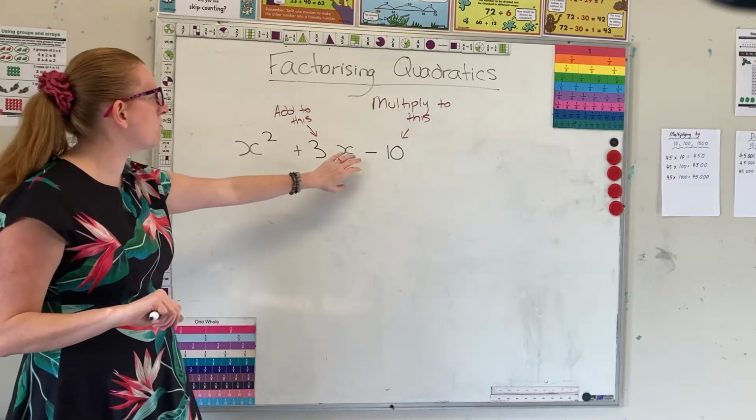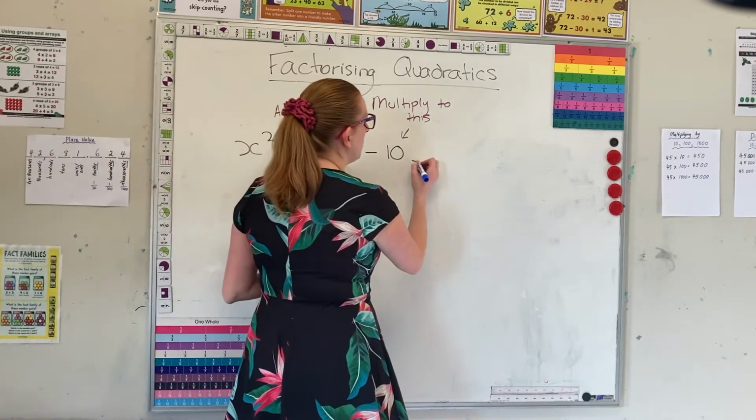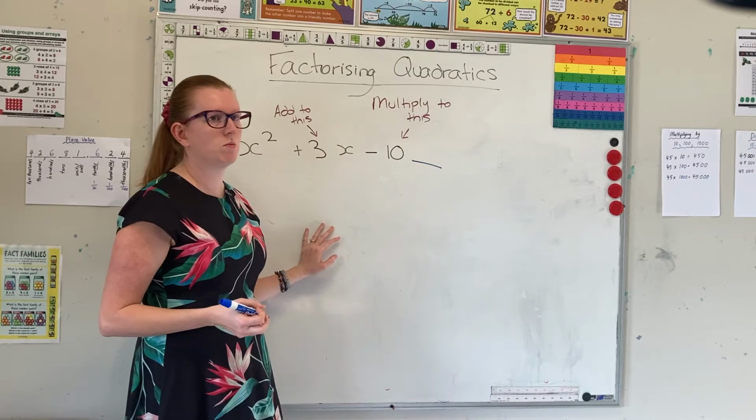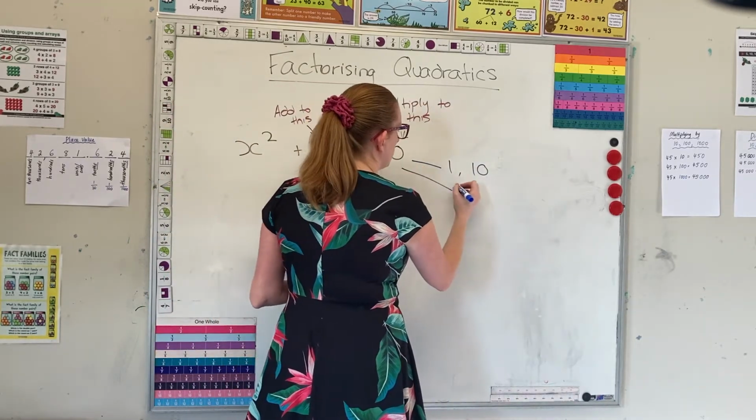So first, let's start off by listing our factors. Our factors of 10. So what numbers multiply together to give us 10? We've got 1 and 10. Or 2 and 5.